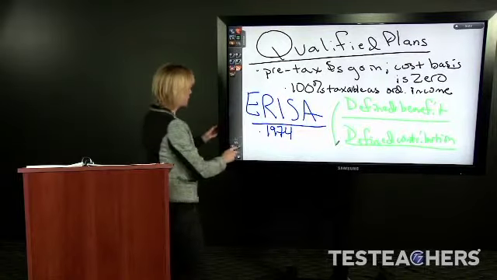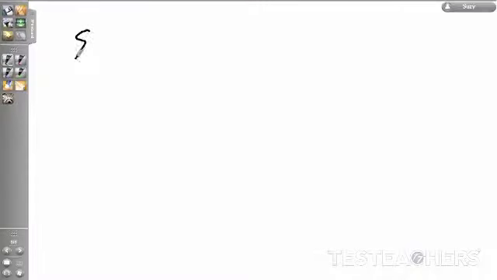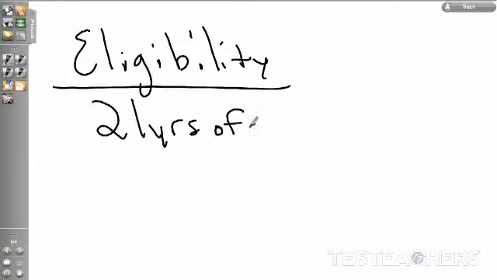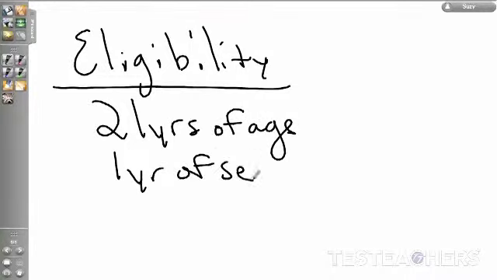ERISA sets forth the eligibility guidelines for most qualified plans. There are a few that have slightly different rules, but generally speaking, these are the qualified plan eligibility requirements. Now, the business can always set it up so that it is better than this. It just can't be worse than this. So: 21 years of age, 1 year of service, and full-time.